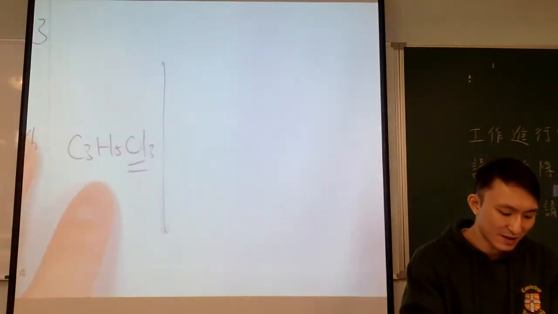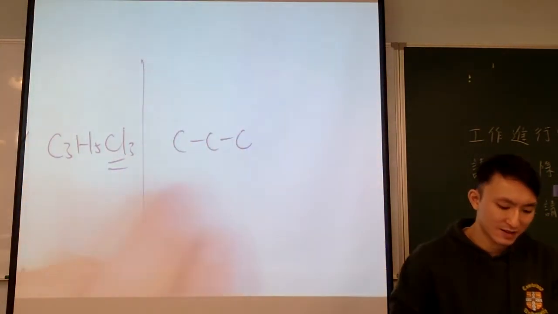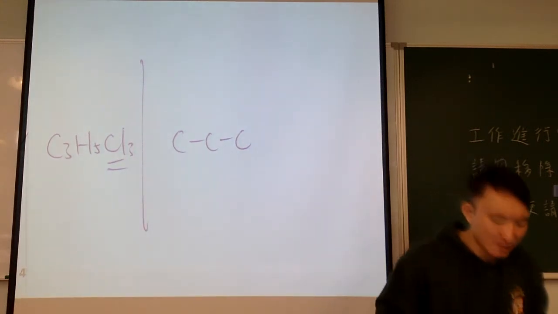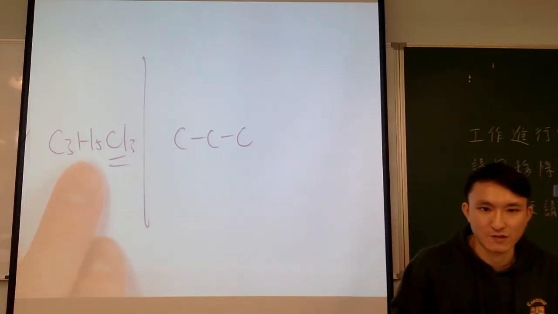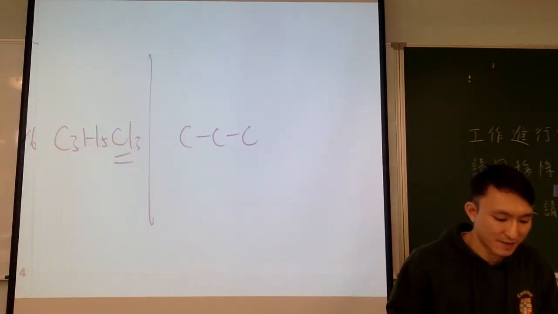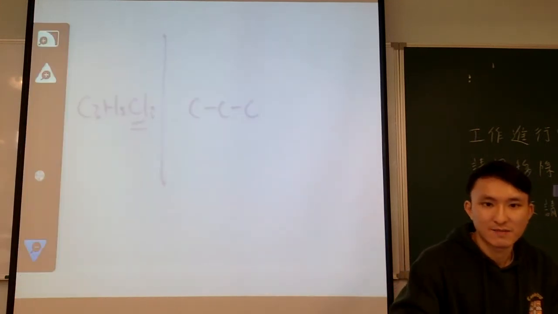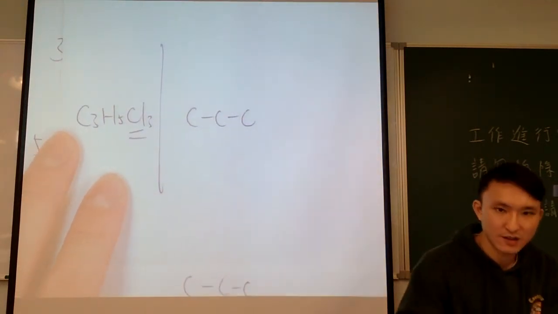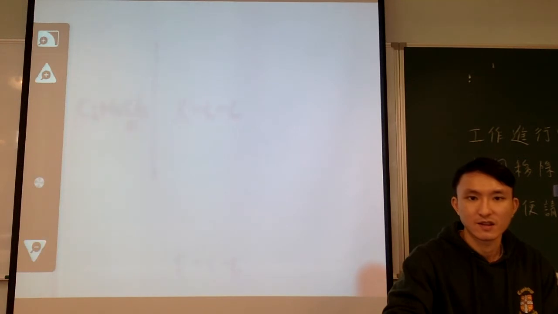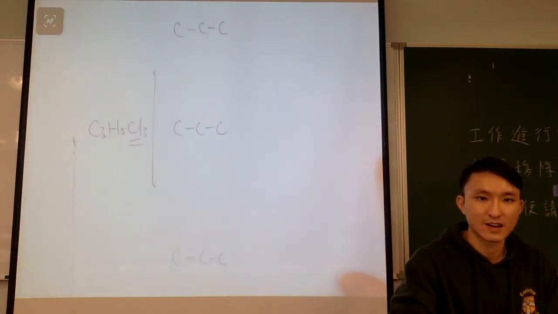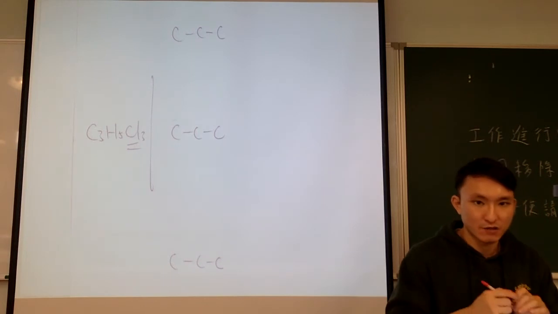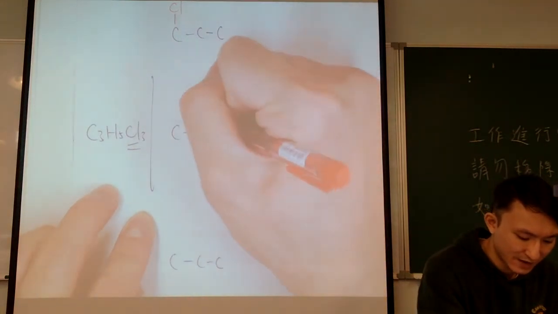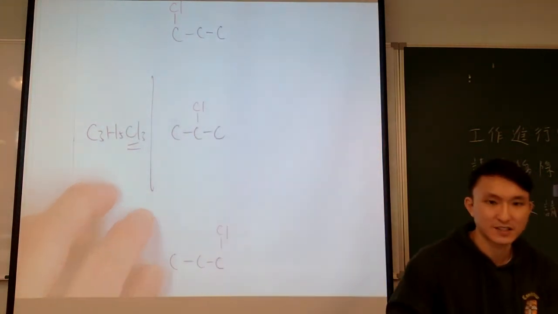Okay? So we start with a straight chain, because for 3 carbons it has to be a straight chain, right? So we do not have to focus on the hydrogen, we focus on the chlorine. Okay? So there are 3 possible positions for the first chlorine. Alright, so the first chlorine, I'll use the red to represent. The first chlorine could be here, okay, could be here, could be here, right?